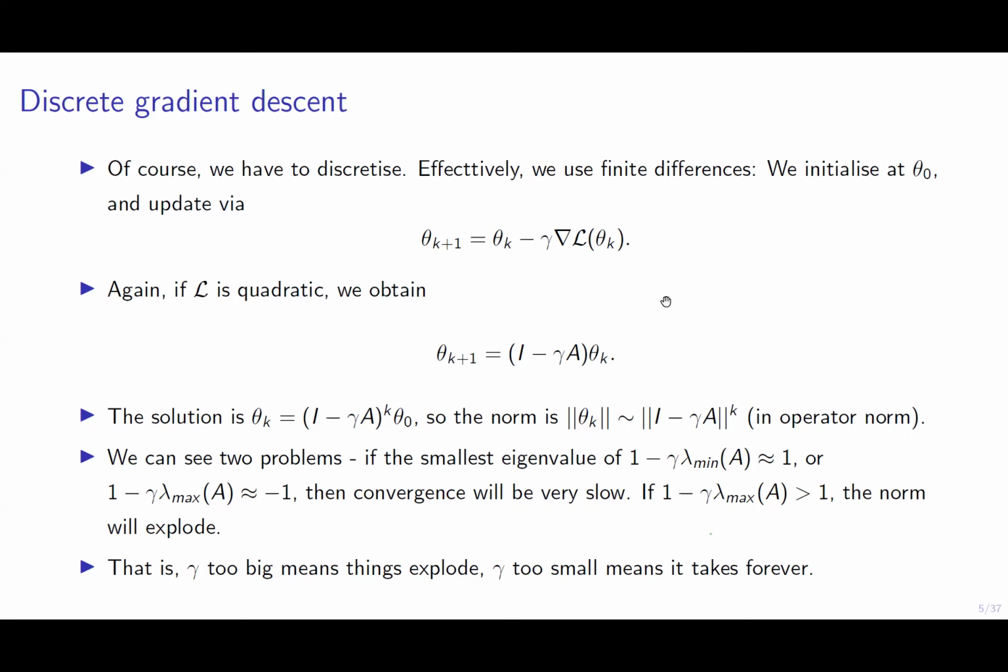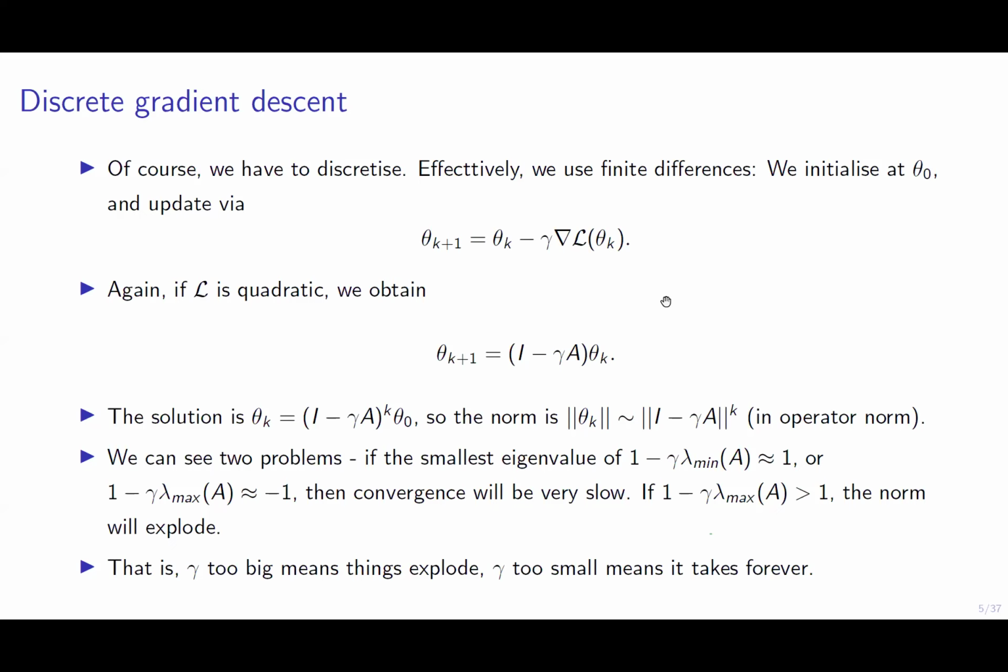You can solve this equation basically explicitly as well, just like how we can almost explicitly solve the ODE. What we have is that our theta k is going to be this matrix to the power of k times the initial condition. So the norm of our iterate, recalling that the exact minimizer is 0, is going to behave like the norm of 1 minus the learning rate times the matrix to the power of k, where this norm is taken in operator norm.